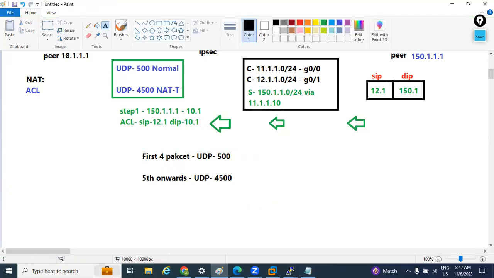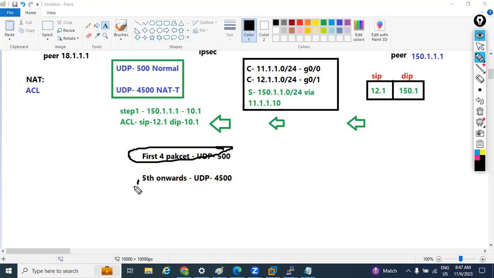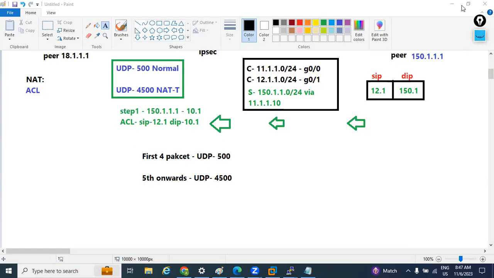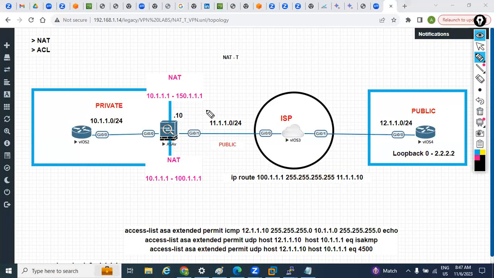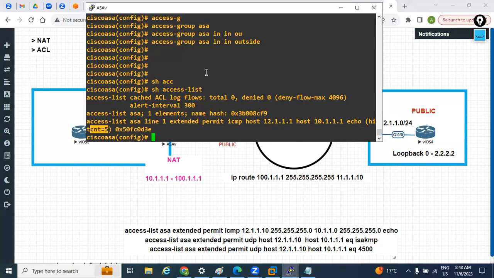So unless your first 4 packets are able to be exchanged, obviously we cannot expect anything about the 5th packet, because if the first packet itself is getting rejected and is not able to be exchanged, how can you even switch to the second packet? And if we are not able to switch to the second packet, how can we think about the 5th packet here? So that's the reason right now we have to enter 2 more ACL entries here with the same name. So UDP, whatever the source and destination. This is ISAKMP by default port number 500, and then I have to mention 4500 for NAT-T, because 4500 is for NAT-T here.